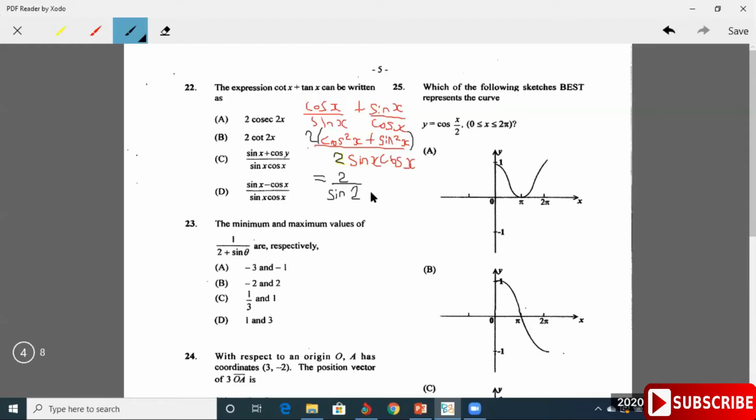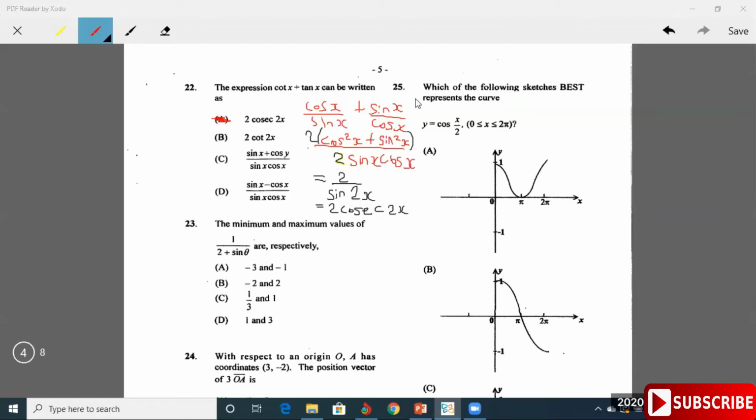And then 1 over sine 2x is cosec x. And so this answer is 2 times cosec 2x. Easy question. And so that option is alpha. Alpha is that option. All right.